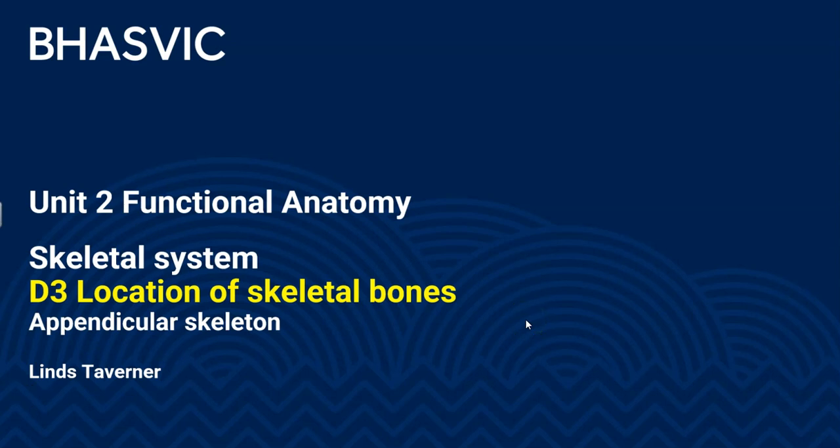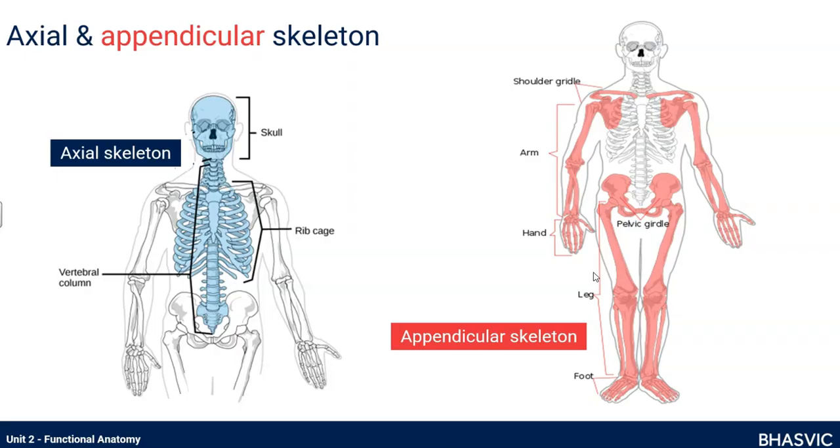Hello, this BTEC Sport and Exercise Science video is for Unit 2 Functional Anatomy. We are looking at the skeletal system and specifically we're looking at D3, the location of skeletal bones. We've already looked at the axial skeleton and the bones that make up the axial skeleton. This video is focusing on the appendicular skeleton.